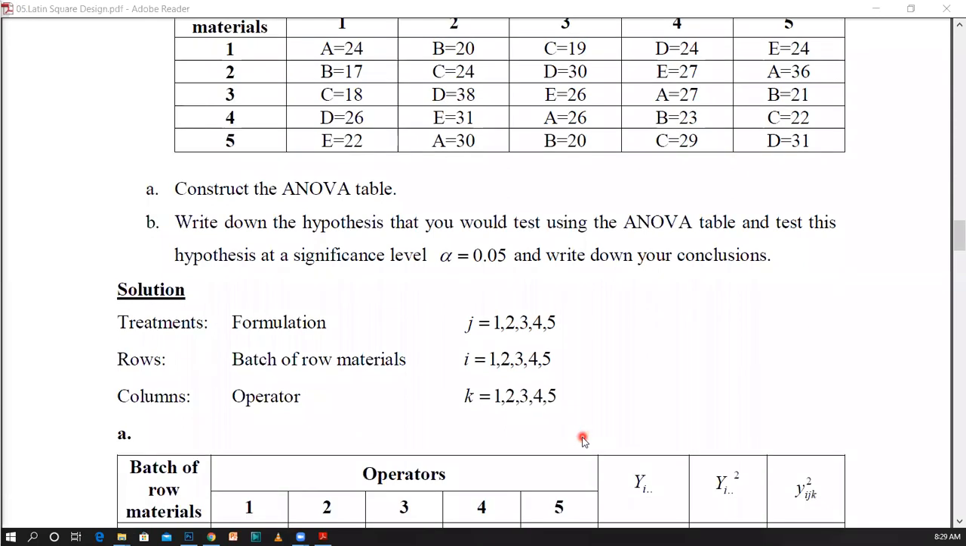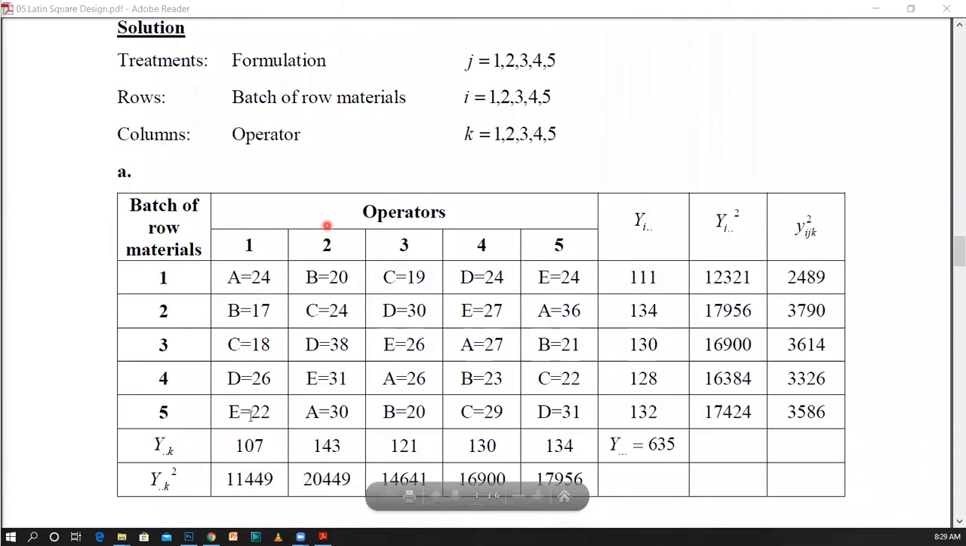Now, what you have to do is, this is the data set that you are having. Therefore, you have to take the row totals and the column totals initially. If you see this column here, yi double dot stands for the ith row total. This 111 is obtained from getting the summation of these first row values. It is 24 plus 20 plus 19 plus 24 plus 24, which gives the summation as 111.